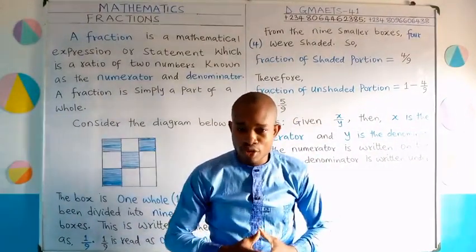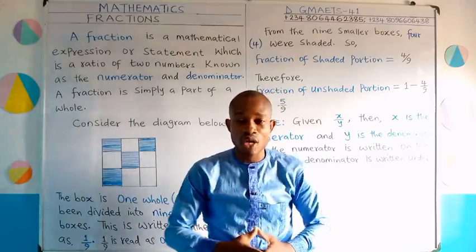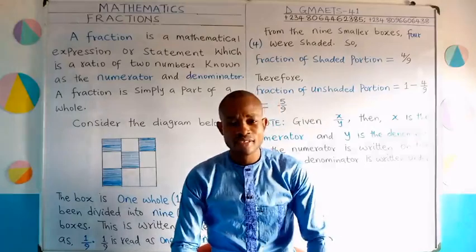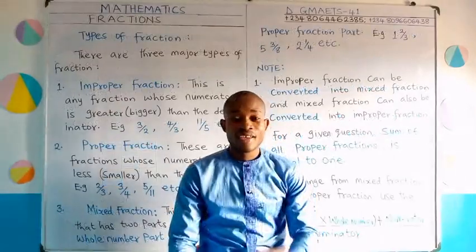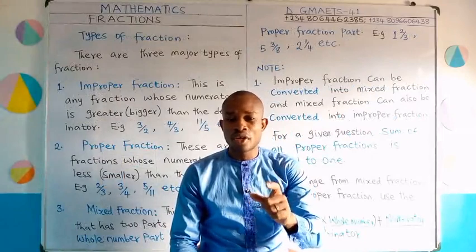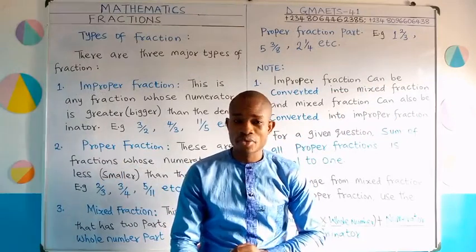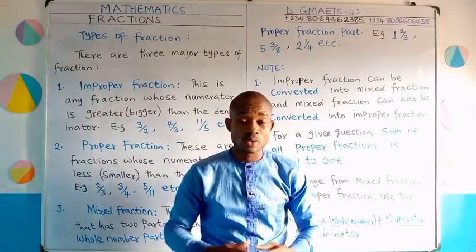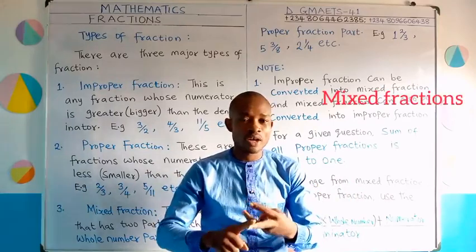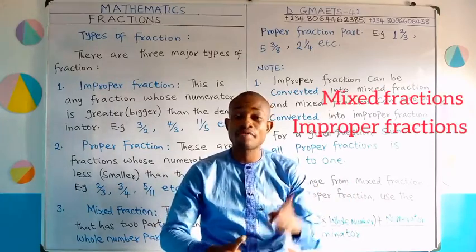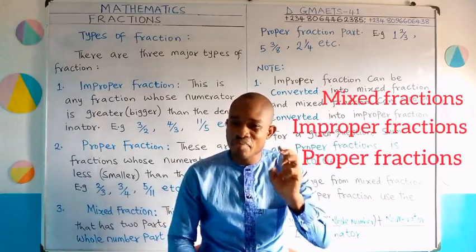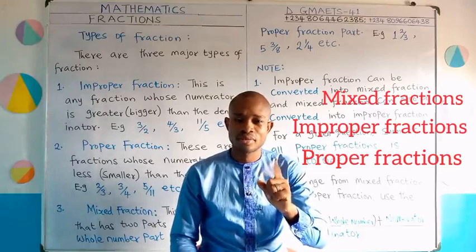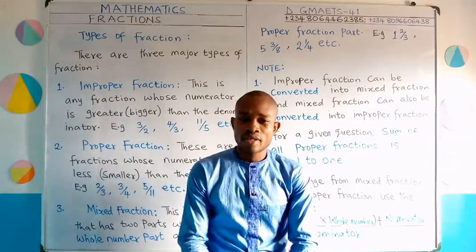What we are now going to do is to look at the types of fraction. Then we can now see how we can change one of the fractions to another one. Are you ready for that? So let us look at that. In this video, I would like you to learn about the types of fractions. So I'll be teaching you that quickly. There are 3 major types of fraction. One is mixed fraction, the other is improper fraction, and then we have proper fraction. These are the 3 major types of fractions, please. Is that clear?